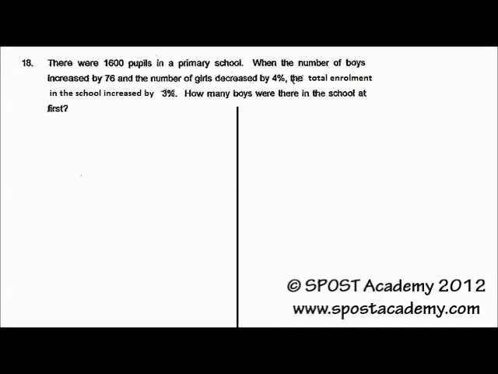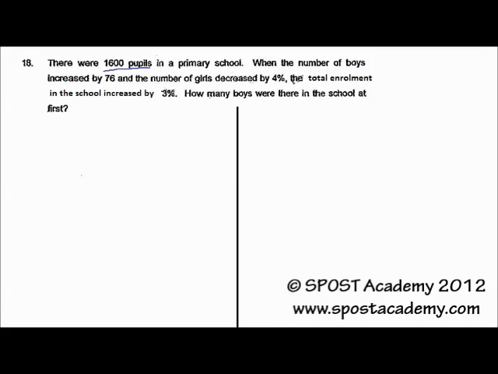There were 1,600 pupils in a primary school. When the number of boys increased by 76 and the number of girls decreased by 4%, the total enrollment in the school increased by 3%. How many boys were there in the school at first?